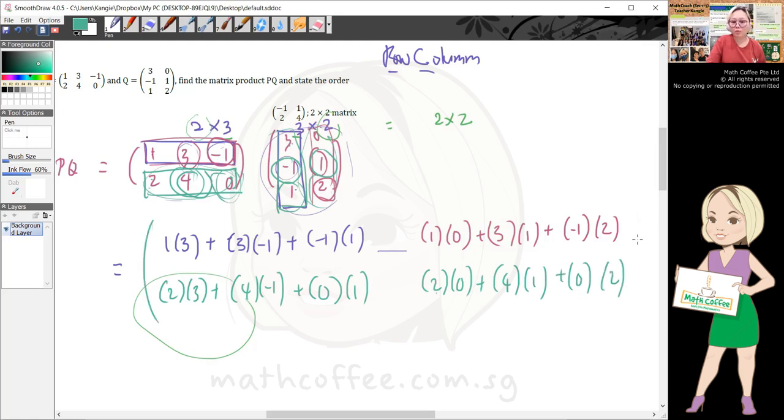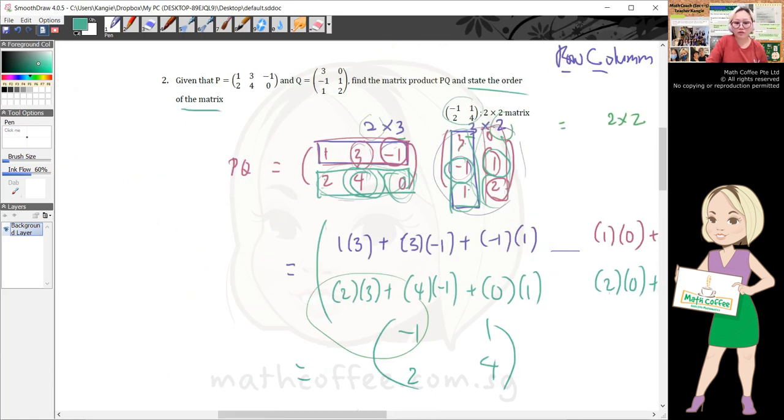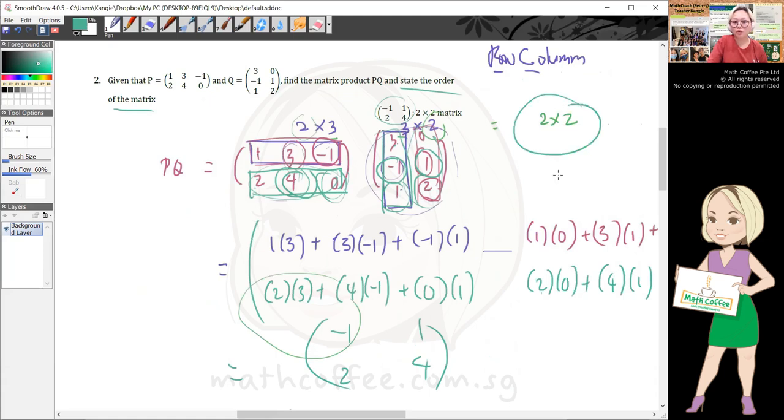Okay, of course, don't forget to put the matrix brackets. Eventually you will get minus 1, 2, 1, and 4. And then state the order of the matrix. So we know that this is a 2 by 2 matrix. Okay, so that's for question 2.